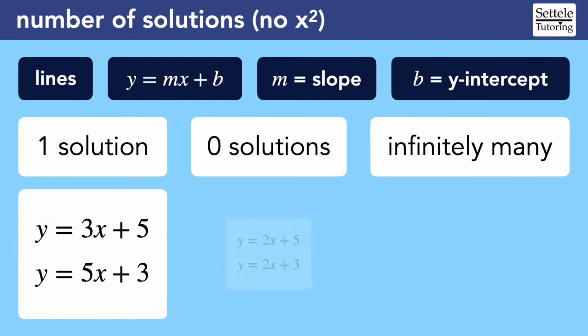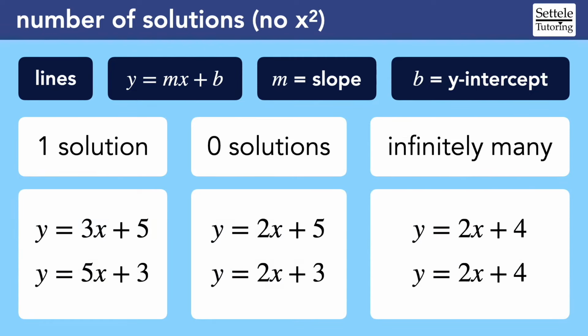Here are some examples of systems that fit each category. As you can see, the system with one solution has two completely different equations. Even though both equations use the numbers 3 and 5, they're in different positions, so the two equations have different slopes and different y-intercepts. But remember, it's the different slopes that tell us that the system has one solution. The system with zero solutions has different y-intercepts, but the slope is the same value of 2. The system with infinitely many solutions is just the same equation twice.